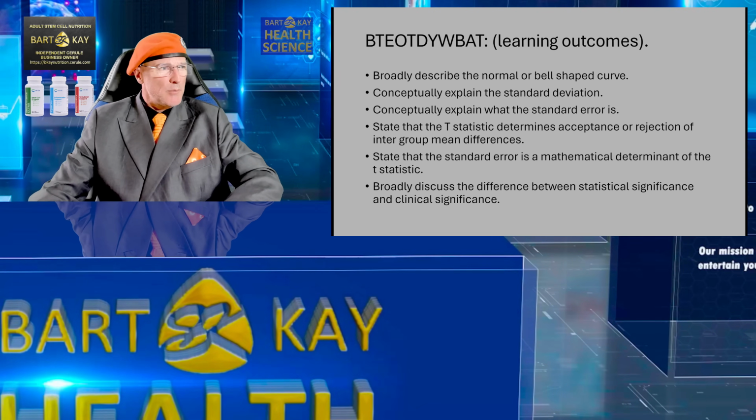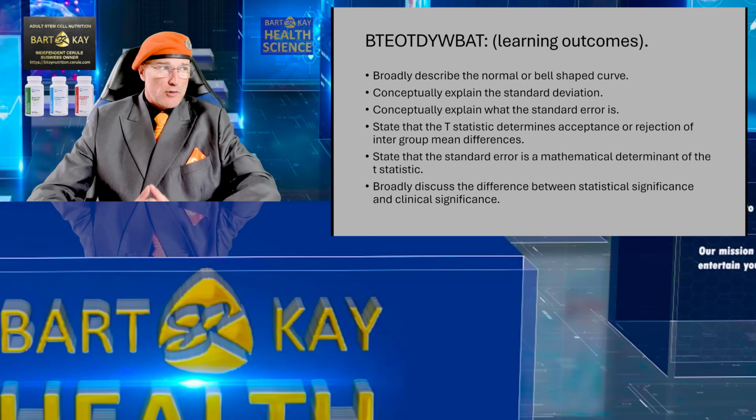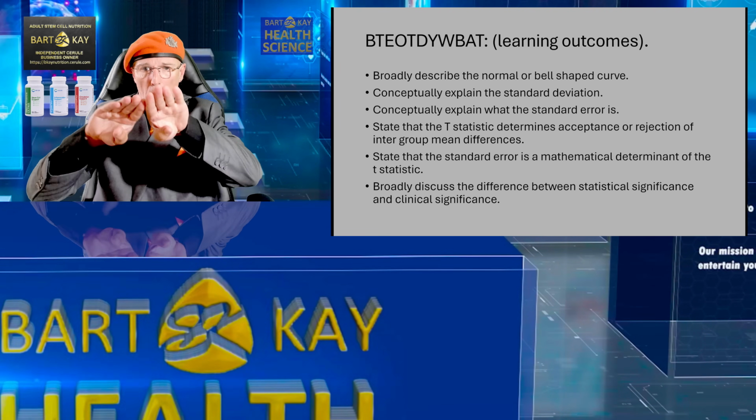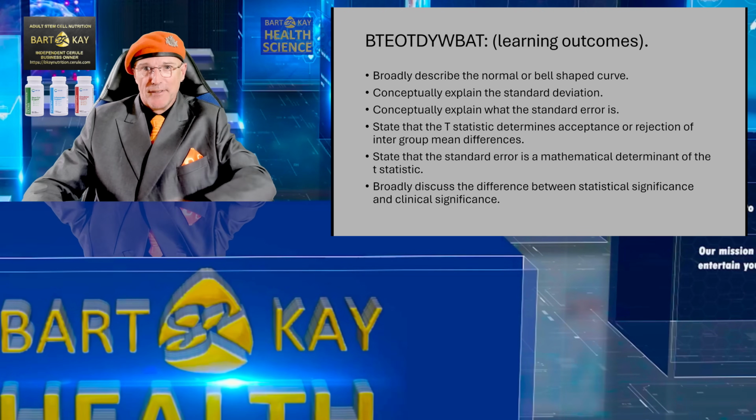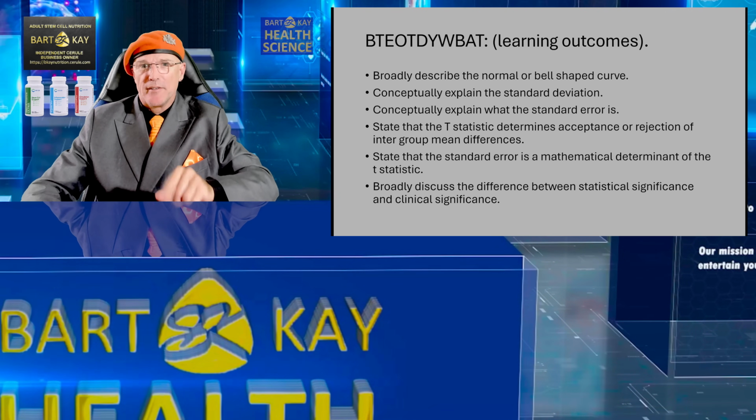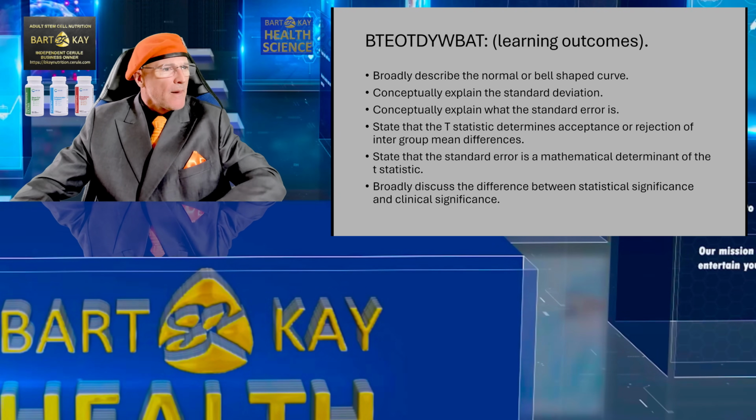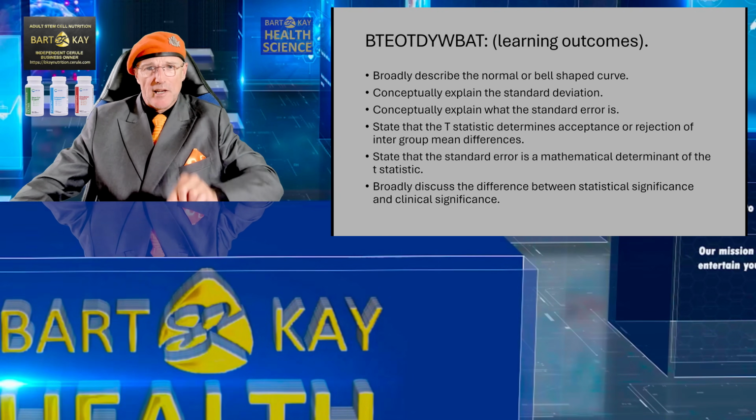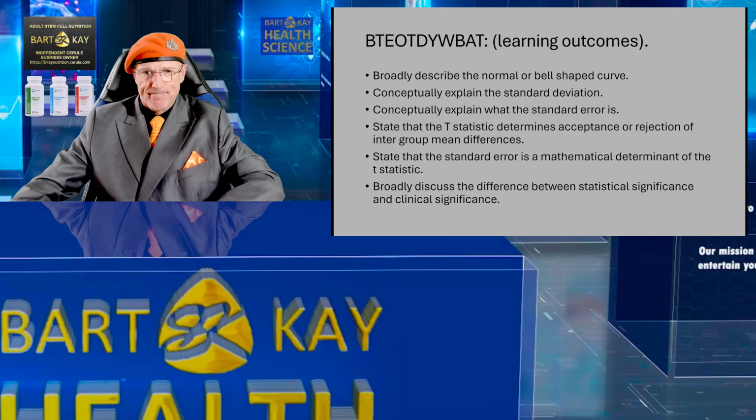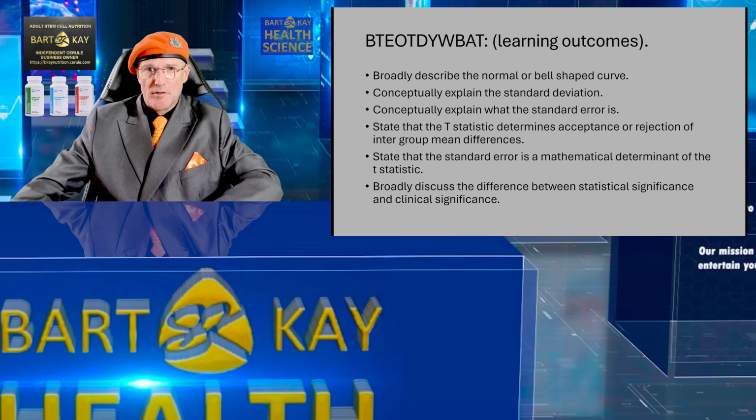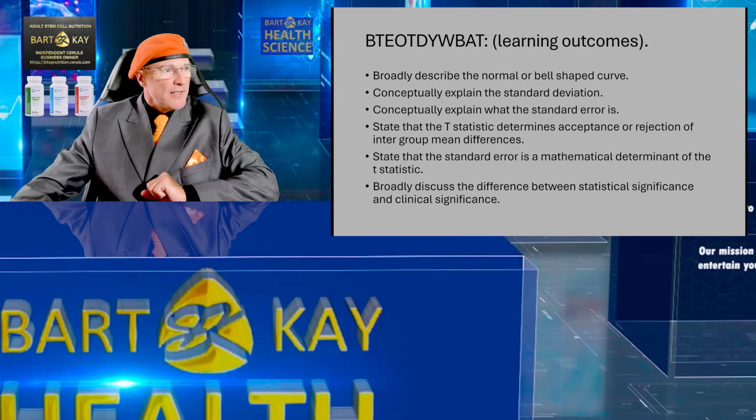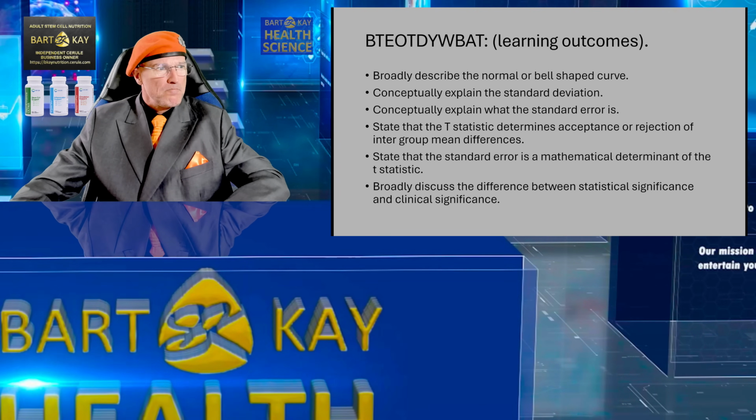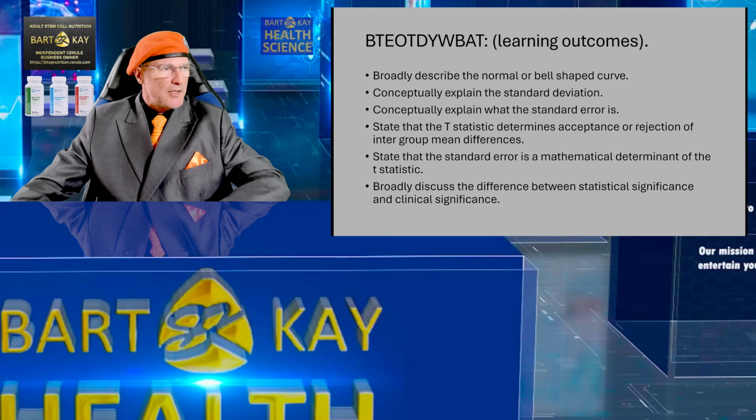First of all, you will be able to broadly describe the normal or bell-shaped curve. There you go. Learning outcome 1 taken care of. Now stick around, we'll give it a bit more than that. Conceptually explain what the standard deviation is. So that's number 2. Stick around for that till the end. Conceptually explain what the standard error is, as opposed to the standard deviation.